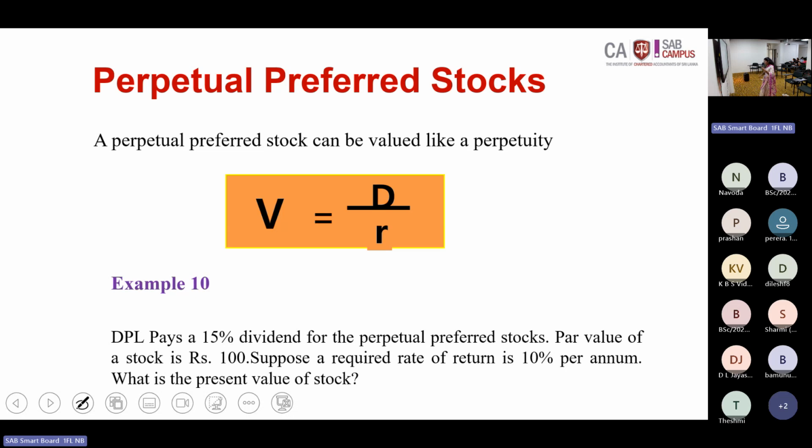Okay. If it is irredeemable preference shares, do we have a redemption price? No, we don't. This is a perpetual preference share or perpetual preferred stock. If it is perpetual, it doesn't have a maturity. Technically we call them not redeemable. That is an irredeemable preference share. If it doesn't have a maturity period, do we have a redemption price?